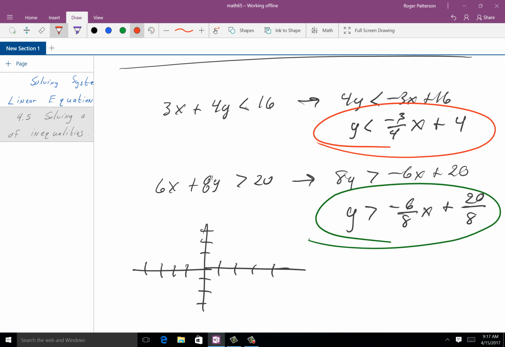So start at 4. Down 1, 2, 3, over 1, 2, 3, 4. There's that line. Oops, it's dashed. Which way do we shade? Y is less than, so above or below? Below.